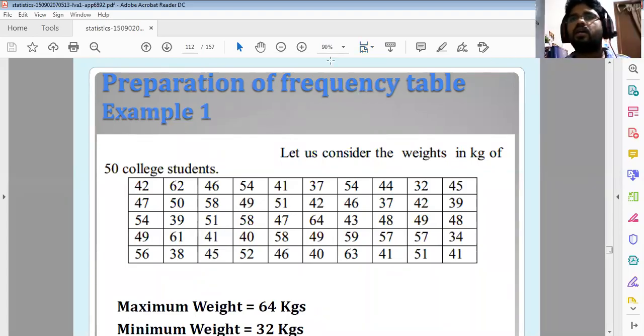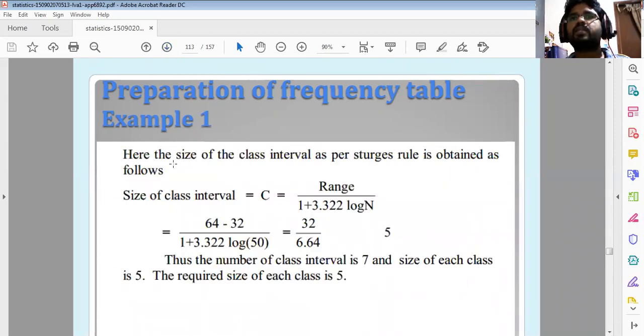So then we can calculate the frequencies. For example, I'm repeating here that 42 and 42 are somewhere. In order to identify how many students have weight 42, their weight is 42. So simple, we can estimate the frequency here.